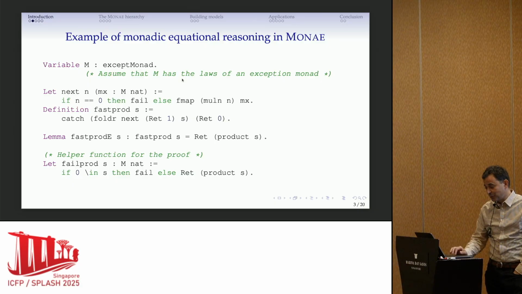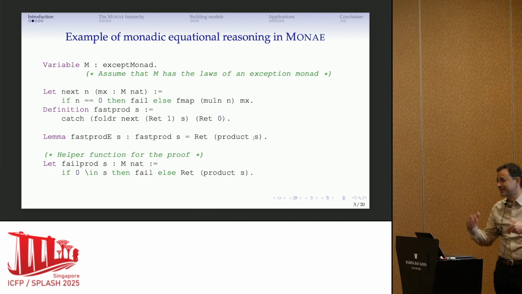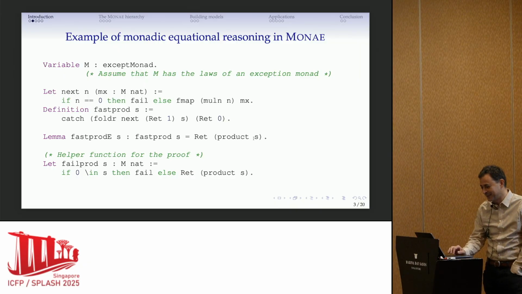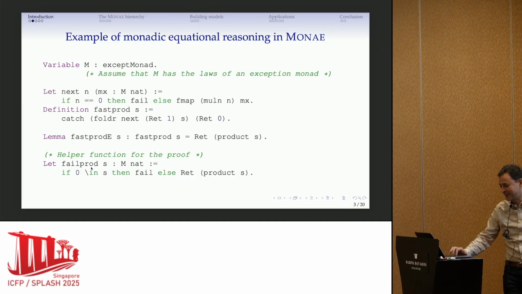What I'm going to prove is that the fast product, which is basically a shortcutting product, is multiplying all the elements in the list S, and it will stop if there is a 0, and then return 0 in that case. I want to prove that it's equivalent to just computing the normal product. As usual when we are doing equational reasoning, there is an intermediate step, saying that something is going to be equal to: if there is a 0, I fail, otherwise I return the product.